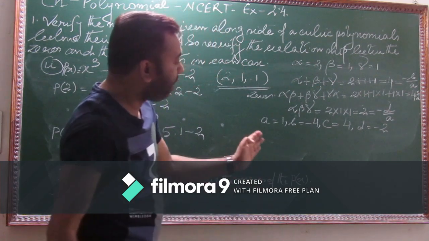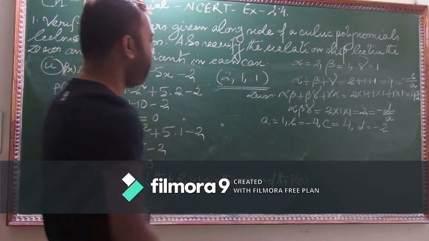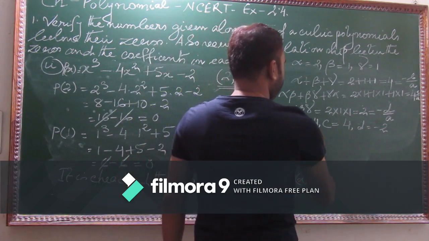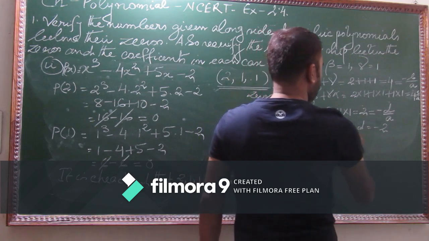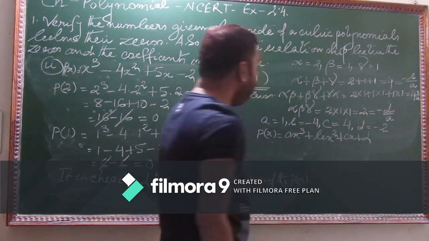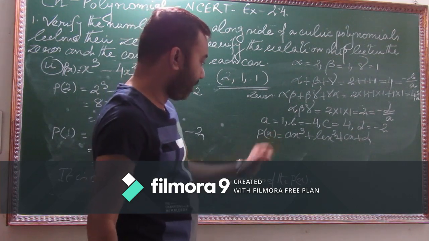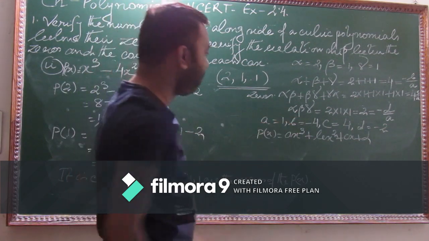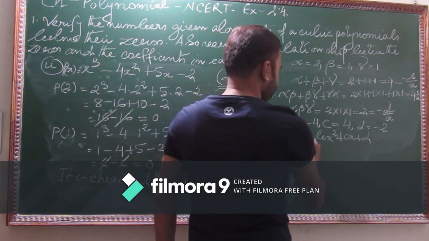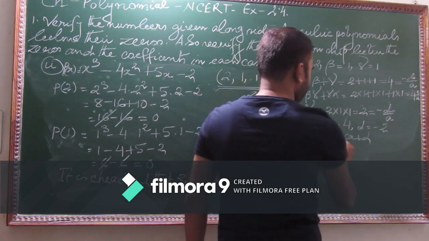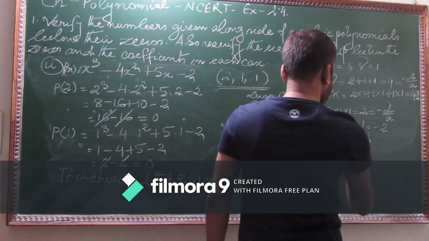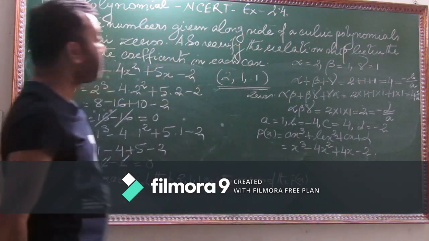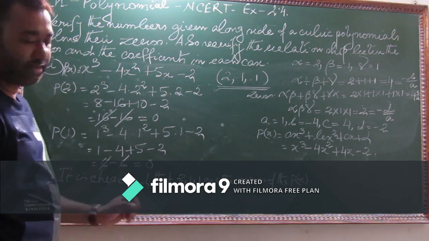Now I have to put these values in the generic form. So what is this? Px is equal to ax cube plus bx square plus cx plus d. Now if I put the values of a, b, c and d here, I will be getting x cube minus 4x square plus 4x minus 2. It is done. So successfully the first question, second part is done.